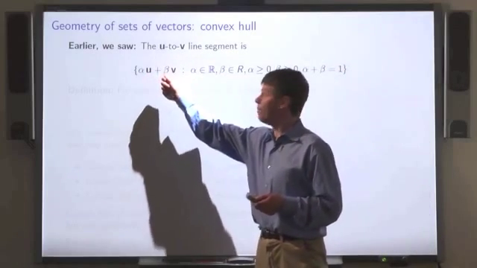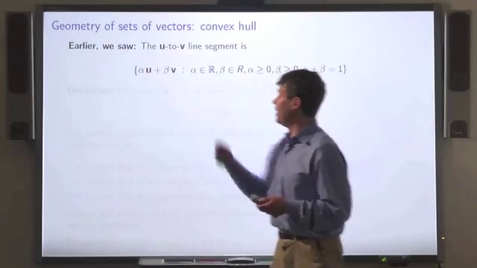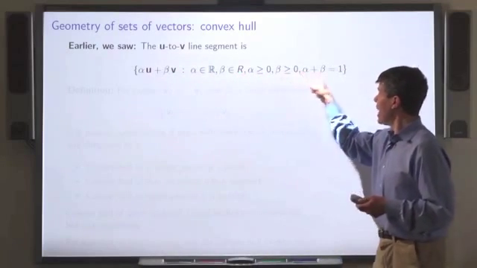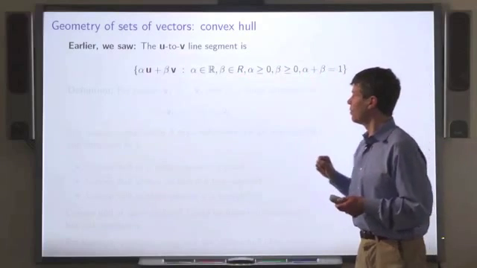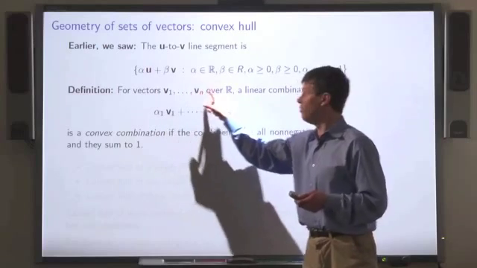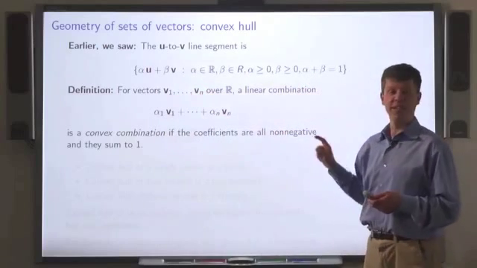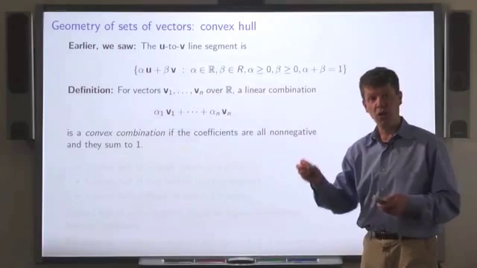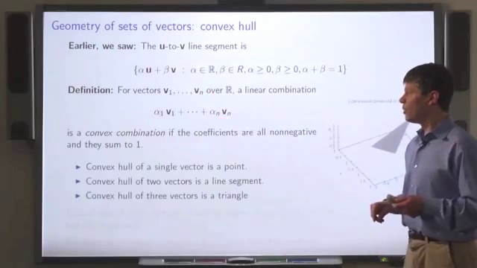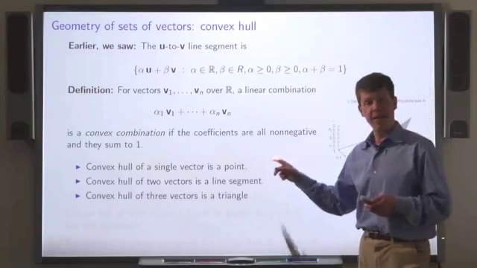It's the set of linear combinations alpha u plus beta v, where alpha and beta are non-negative and sum to 1. We say a linear combination of vectors v1 through vn is a convex combination if the coefficients all are non-negative and they sum to 1. For example, the convex hull of a single vector is a point.